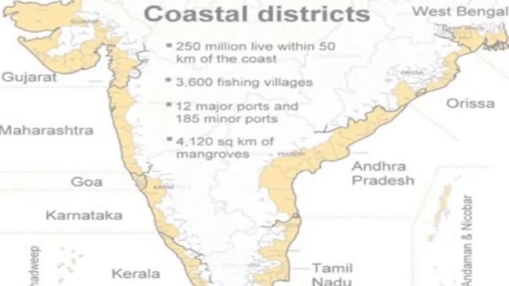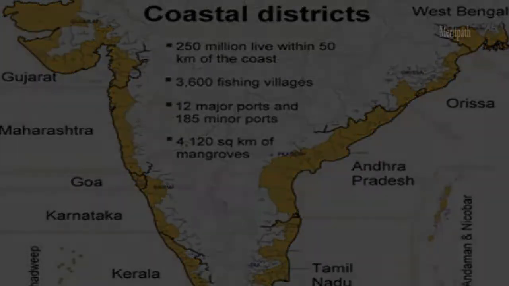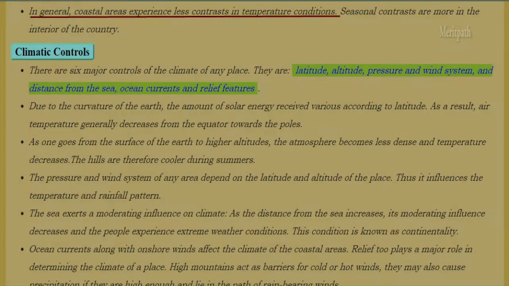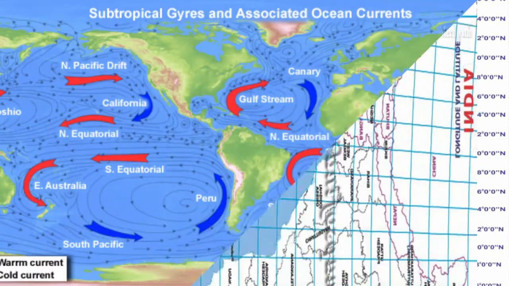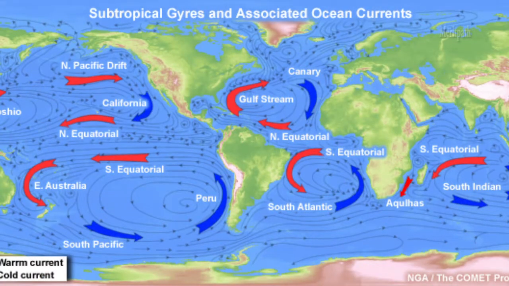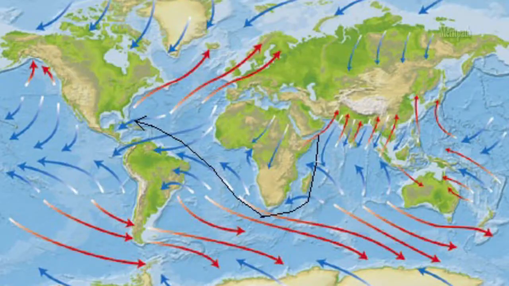In general, the coastal areas experience less contrast in temperature conditions. Seasonal contrasts are more in the interior of the country. Climatic controls. There are 6 major controls of the climate at any given place, and they are latitude, altitude, pressure and wind system, distance from the sea, ocean currents and relief features as well.